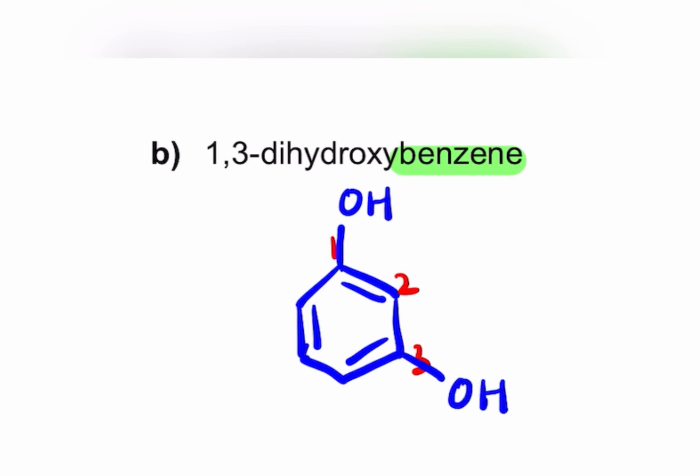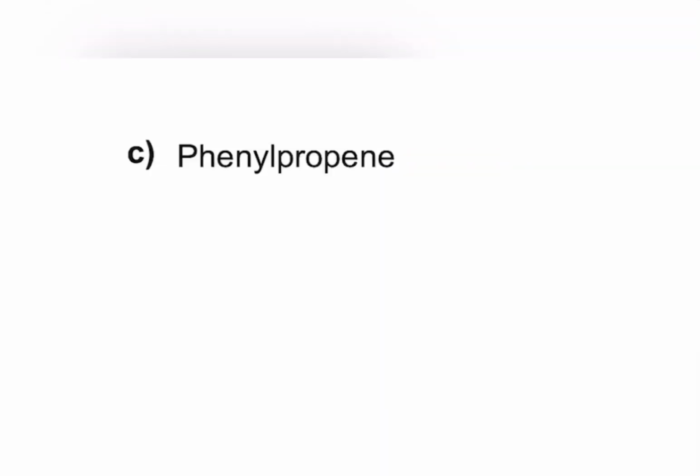Make sure that you put the bond attached to oxygen, not in the middle of OH, not to hydrogen. It will always be to oxygen. So this is the structure for B. Let's continue with the next one. I got C, phenyl propene.